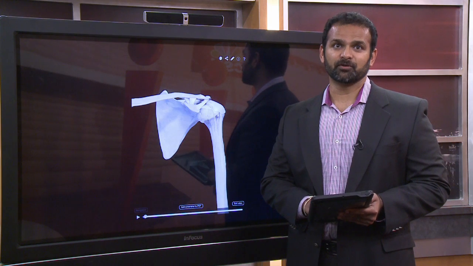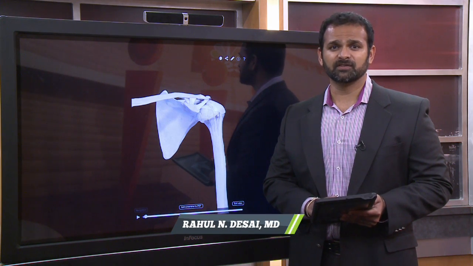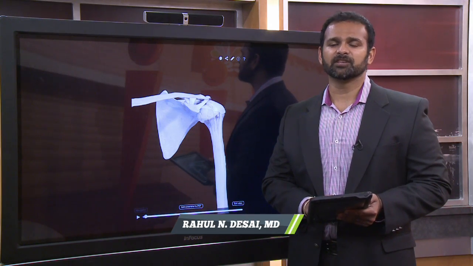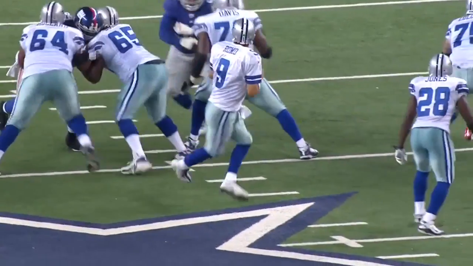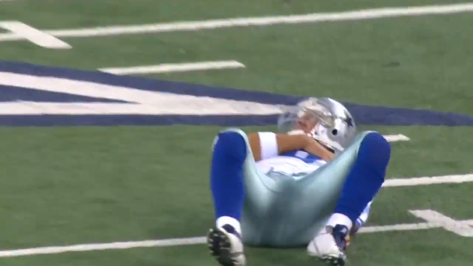Let's talk about shoulder separations. Shoulder separations are injuries of one of the joints in the shoulder and usually caused by a significant direct impact. We should make the distinction between a shoulder separation and a shoulder dislocation.